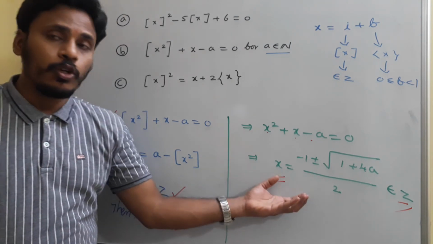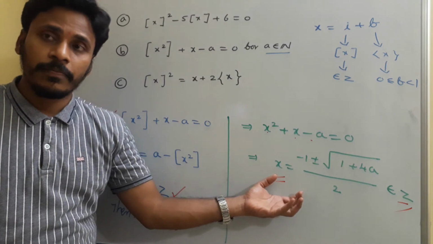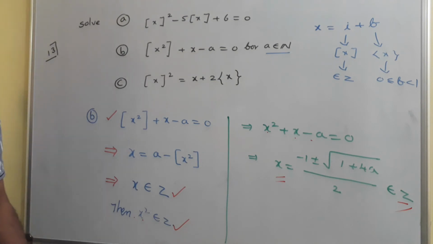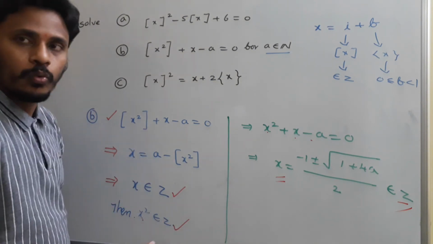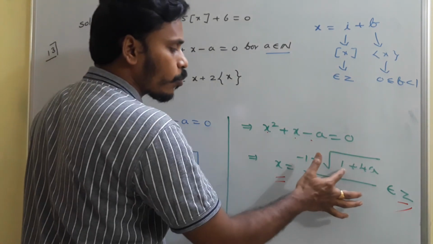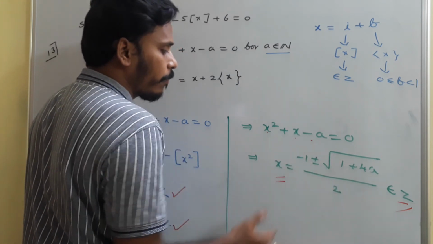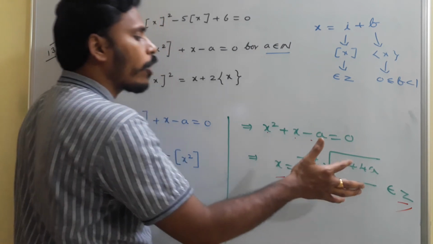So finally the possible values for x depend on the value of a. Just have a look. Suppose I take a is equal to 2, so 4 twos is 8, plus 1 is 9, root 9 is 3. Minus 1 plus 3 by 2 is an integer, minus 1 minus 3 by 2 is also an integer.